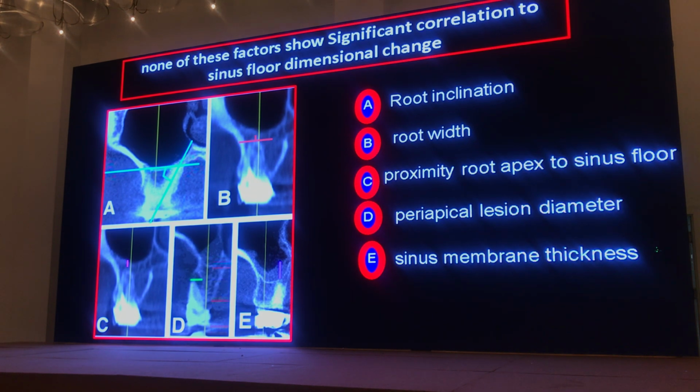And we looked at all the different things that could possibly affect this, and none of them made a difference: the root width, the proximity of the root to the sinus floor, periapical lesion, thickness of the sinus membrane. None of it. The only thing that was different was the change in the height of the crestal bone, and that was 88% of the change. This just got accepted for publication. It will probably be out in July.